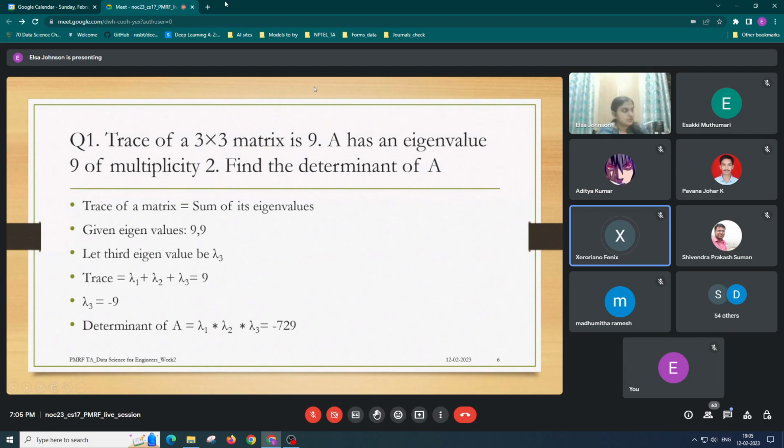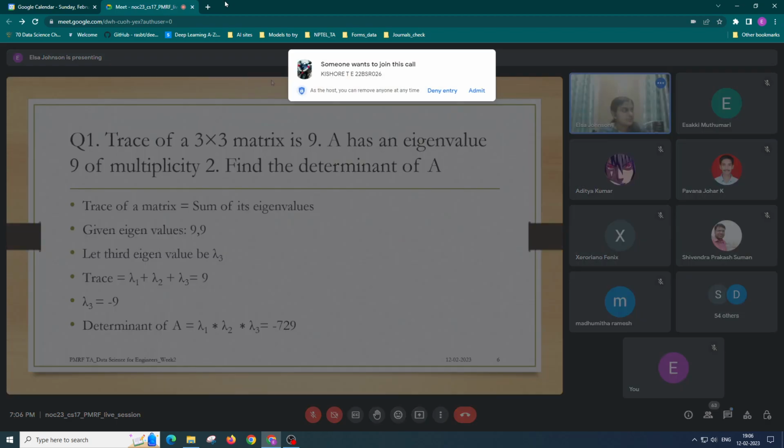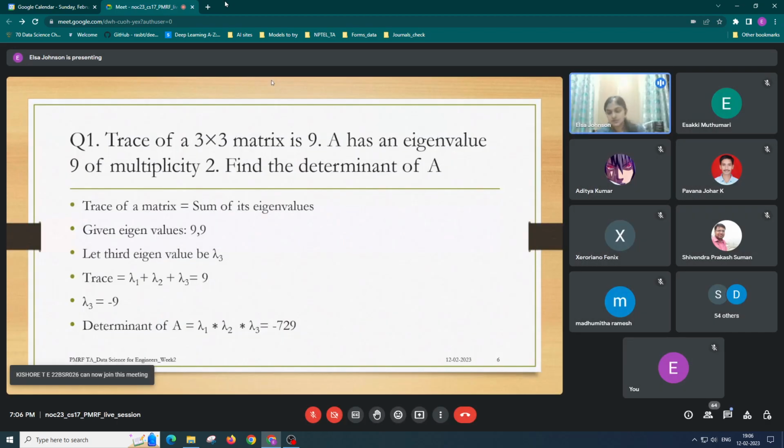So we'll just go. Yes, we will move on to certain questions here. This was given in the last previous run course. Okay. So first question is like trace of 3 by 3.